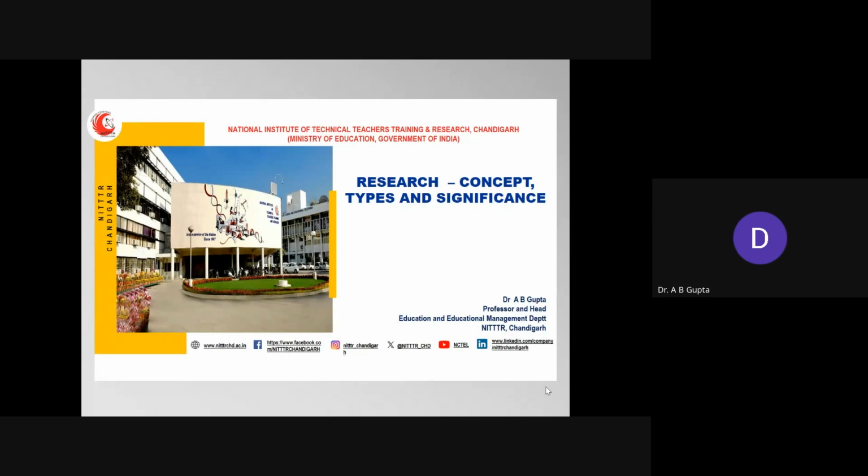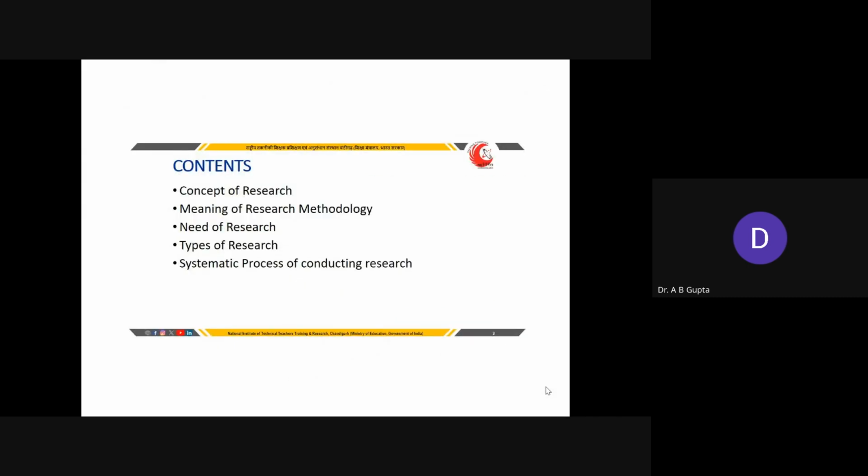This session is on research: concept, types and significance. Because this program is on research methodology, let me share with you what we actually mean by research, what is the concept, what are its different types, why we need research, what its significance is, and then of course how to carry out the research. That is the most important thing. These are the things I will be covering in this session.